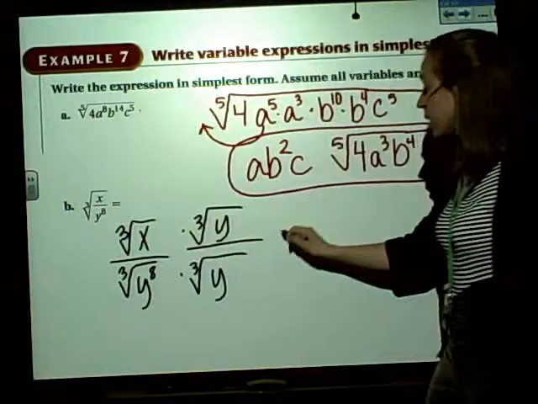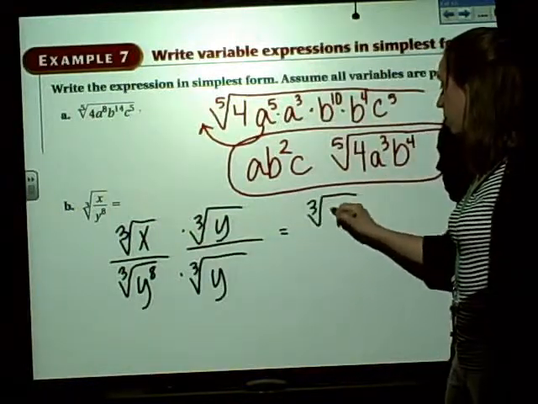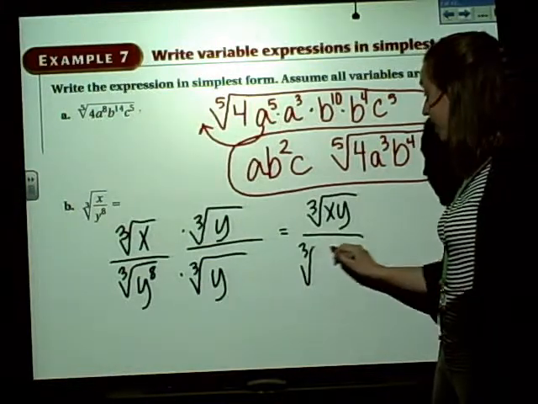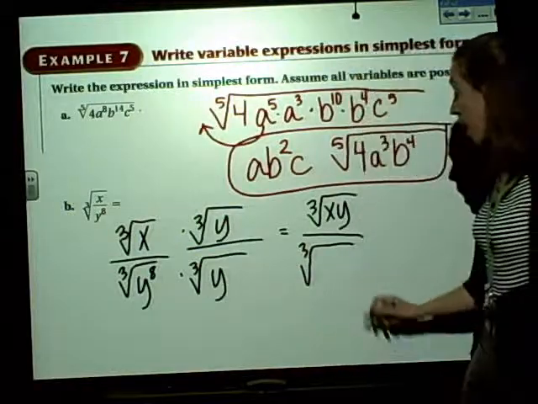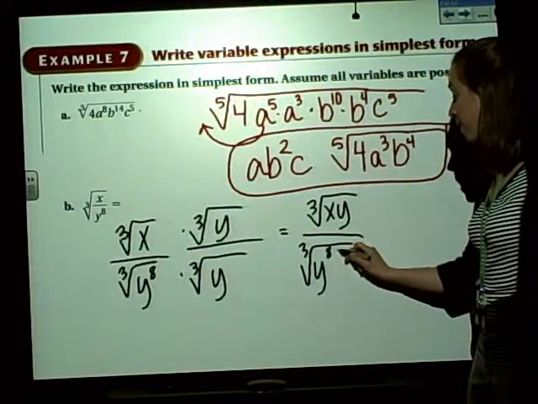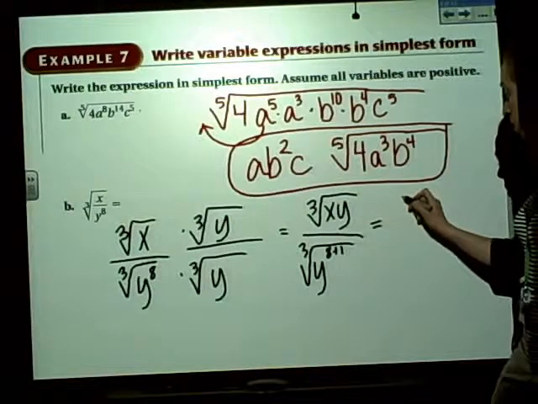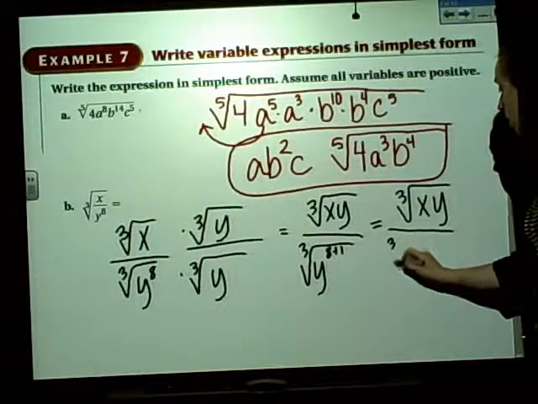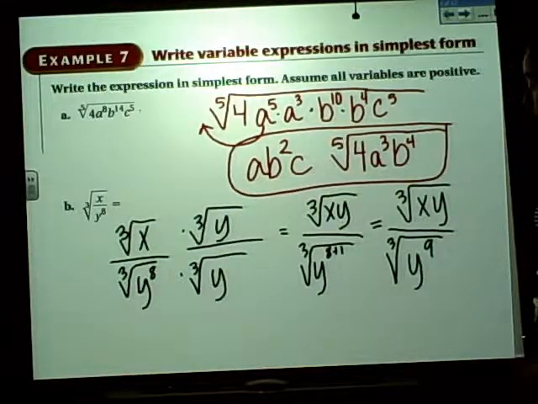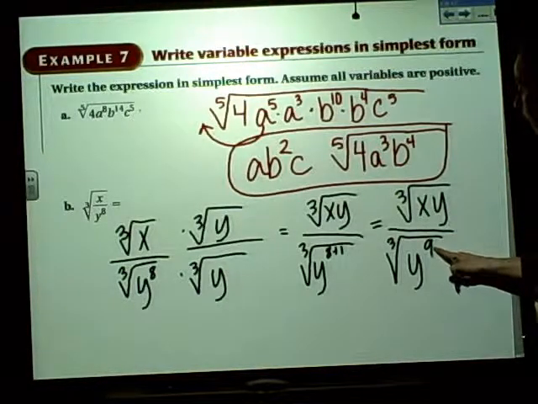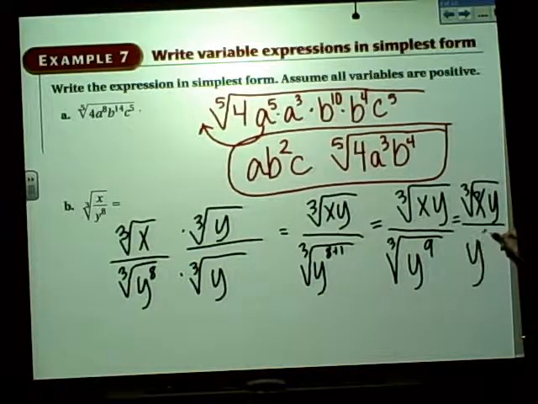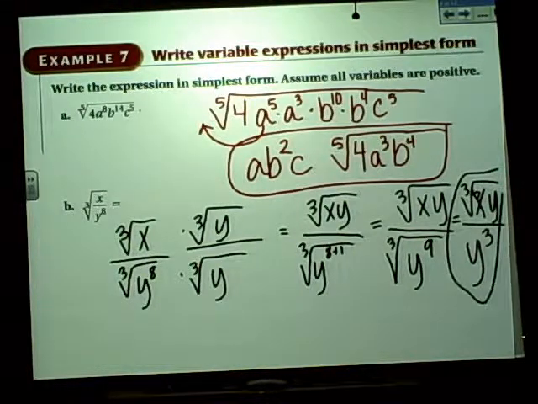Cube root of x times the cube root of y is the cube root of x times y. Cube root of y to the 8th times the cube root of y would be the cube root of y to the 8 plus 1, which is just 9, right? And then to figure out what's left on the bottom, I'm just going to divide. 9 divided by 3 gives me y to the 3rd. That's my answer.